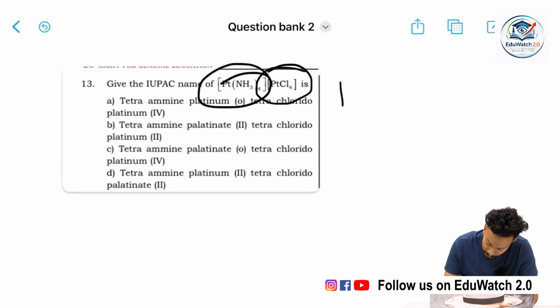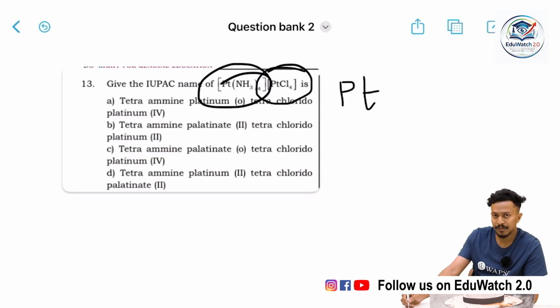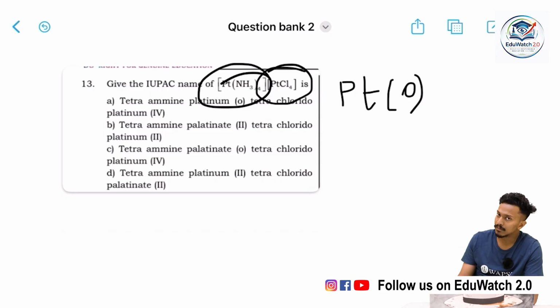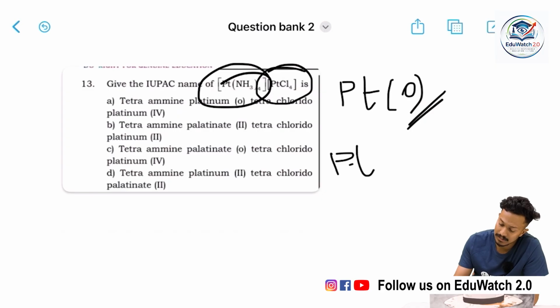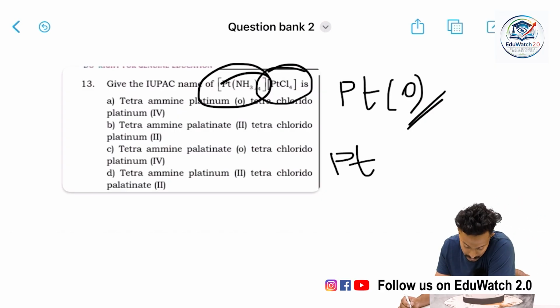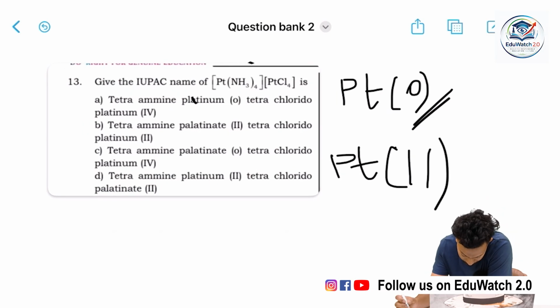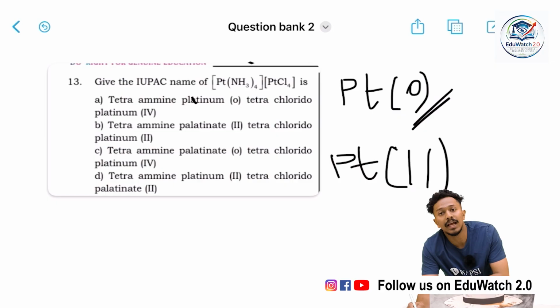On the first part, Pt(NH3)4, here ammonia is a neutral ligand, so platinum has a 0 oxidation state. You following up with me? Okay. And for the next one, platinum has a 2 oxidation state. Platinum on the second part has an oxidation state of 2.